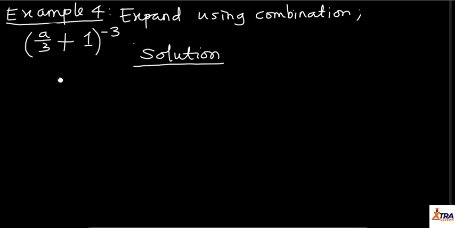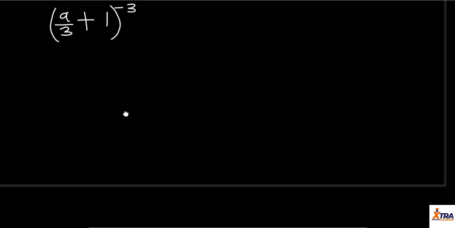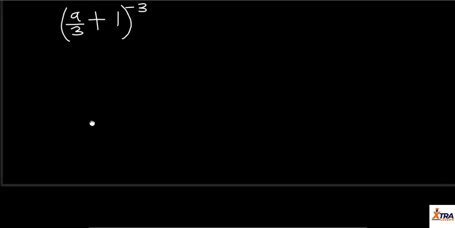Now we have a over 3 plus 1, all raised to power minus 3. As our example 4, we have a over 3 plus 1, all raised to power minus 3. And we want to use our knowledge of combination, because that is the only way we can approach this question. We cannot use Pascal's triangle because we don't have a positive power. Our power is a negative integer. So the only method here we can use is the combination method. In order to do that, we need to derive our coefficients using our knowledge of combination.